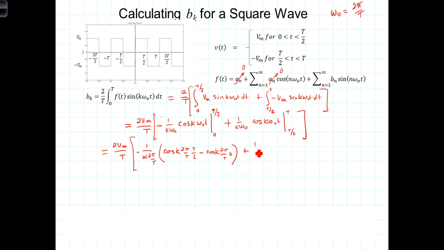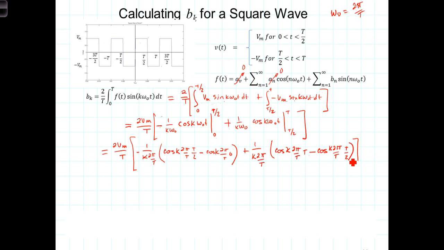plus 1 over k 2 pi over T times this thing evaluated at both limits, cosine of k omega naught, again 2 pi over T, at the upper limit is cap T, minus the cosine of k 2 pi over T at the lower limit, or T over 2. Close that off. Close that off.